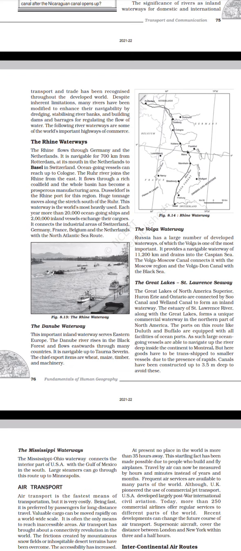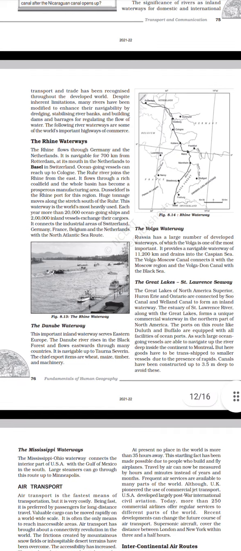The ports on this route, like Duluth and Buffalo, are equipped with all facilities of ocean ports. As such, large ocean-going vessels are able to navigate up the river deep inside the continent to Montreal. But here, goods have to be transshipped to smaller vessels due to the presence of rapids. Canals have been constructed up to 3.5 meters deep to avoid this.